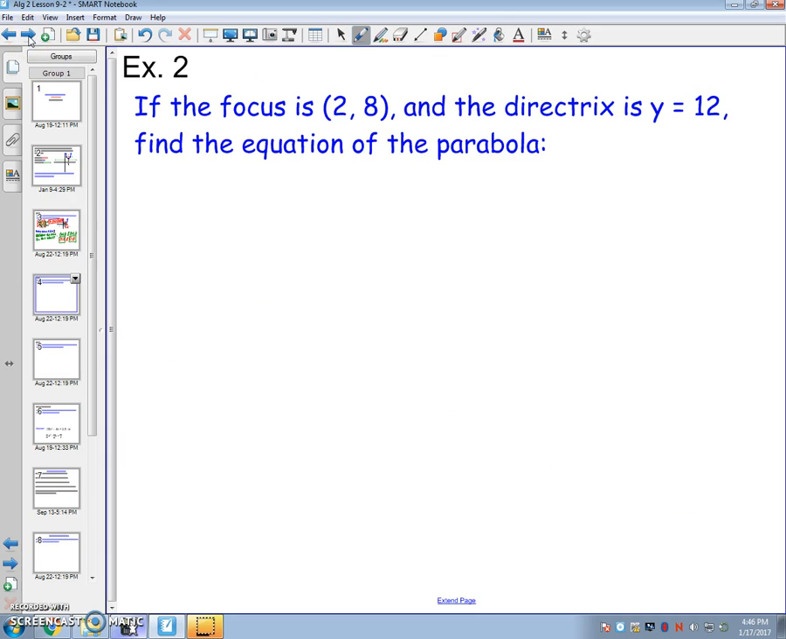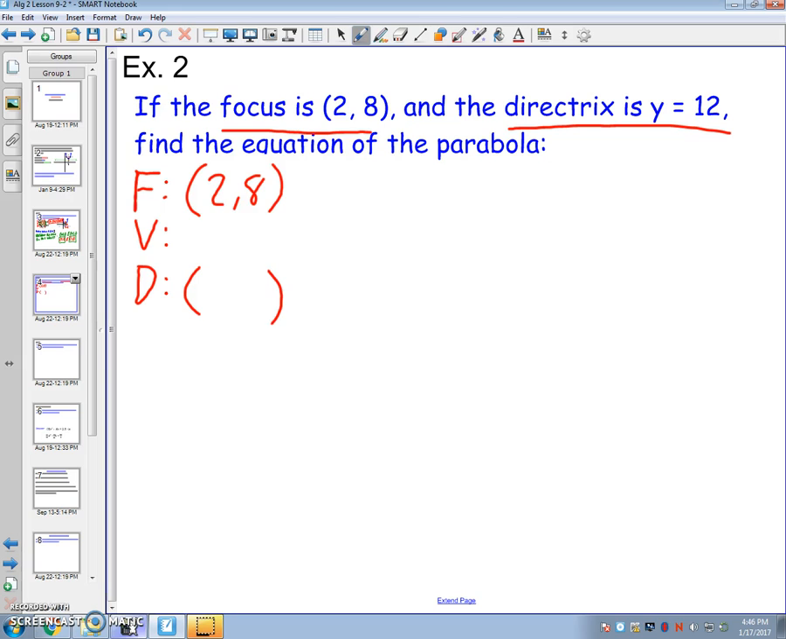So here we have the focus and the directrix. Again, I'm writing my chart, F, V, D. The focus we know is at 2, comma 8. Directrix, we don't know the vertex. The directrix is y equals 12. Remember, we don't want the line, we want the point on the line. Well, y is going to be 12. The x part is going to be the same. It's going to be 2.